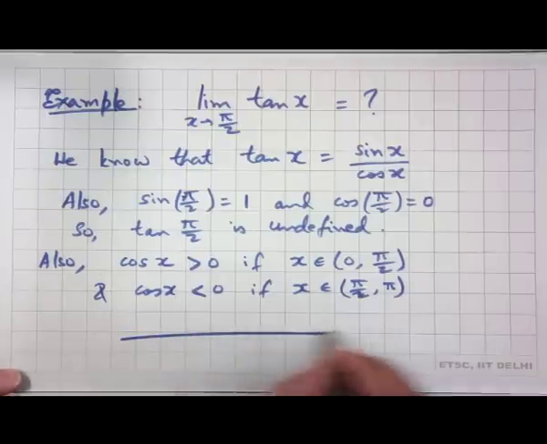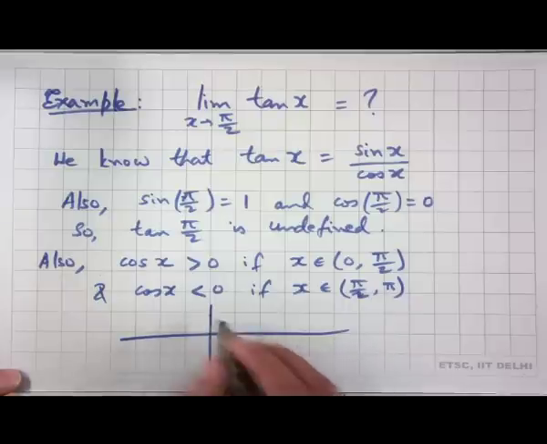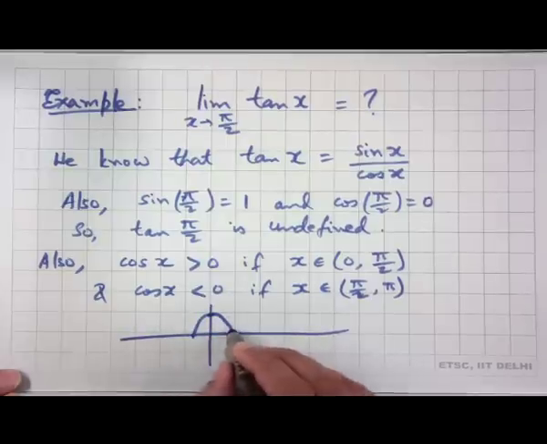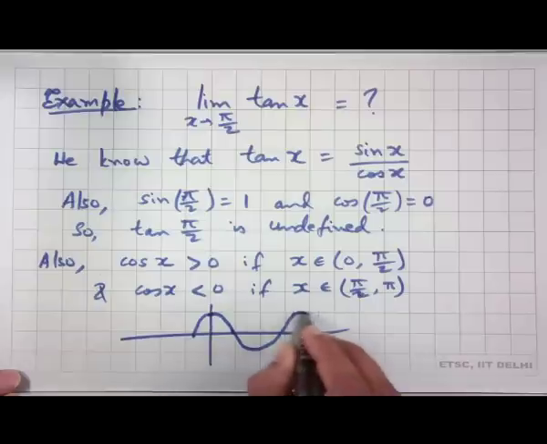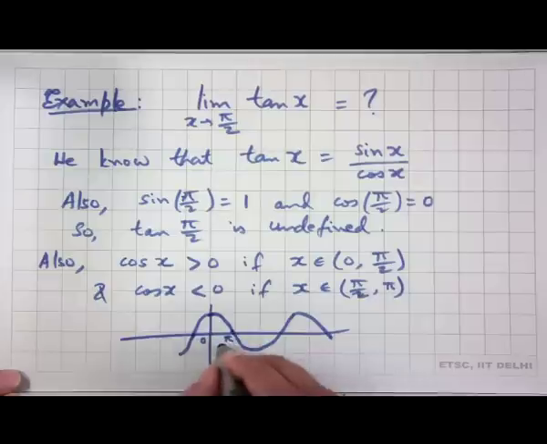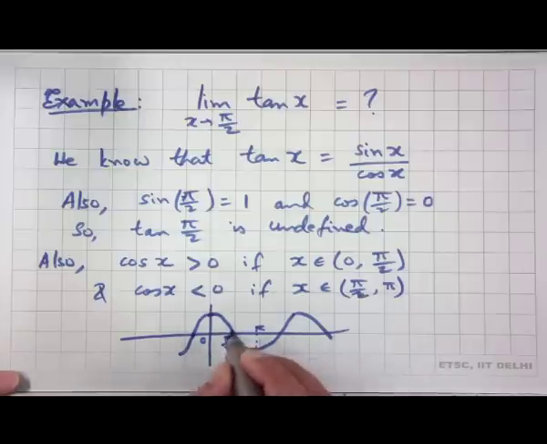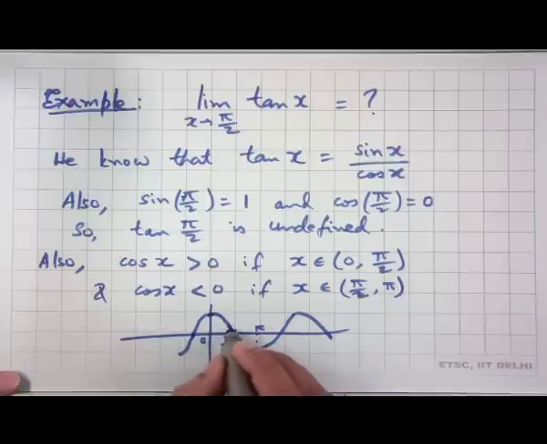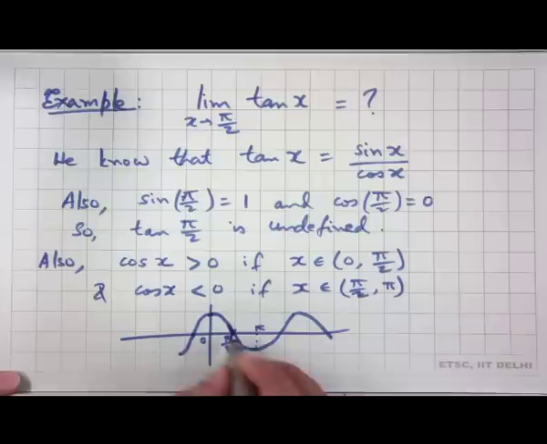So, maybe I can draw the graph of cos of x. At 0 it is 1, so the graph looks like this. You have 0, pi by 2, and then this is pi. So, cos of pi by 2 is 0, and it is positive when you are in the interval from 0 to pi by 2. It is negative when you are from pi by 2 to pi. In fact, till 3 pi by 2 it is negative.